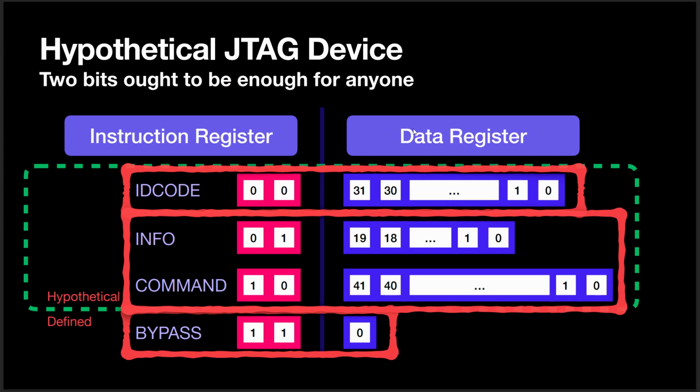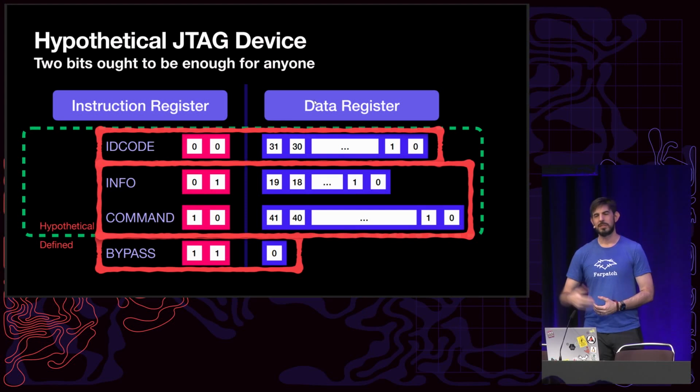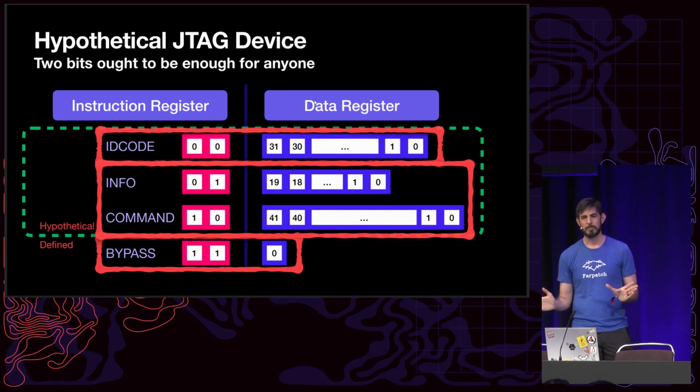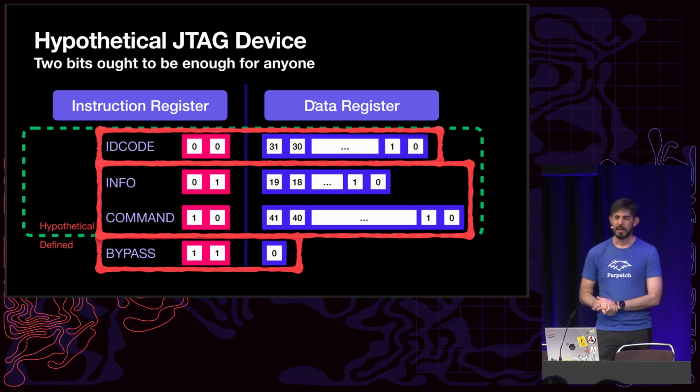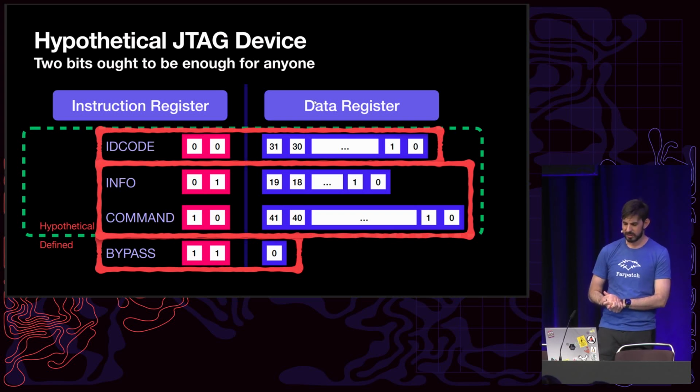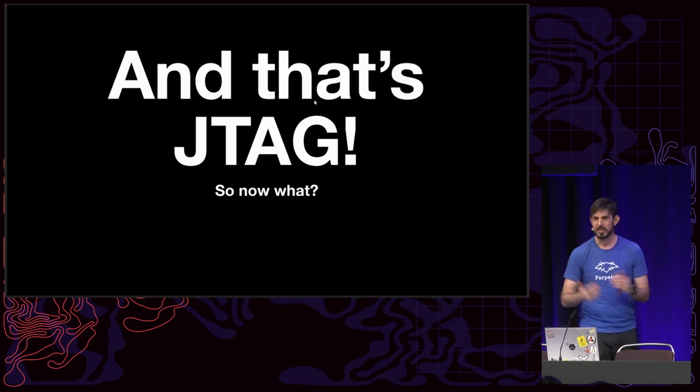Up at the top, we have the ID code, which isn't defined by the JTAG standard as being at a particular address or that you must have it, but it is defined that if it does exist, it's 32 bits, and it's going to contain the JTAG vendor who made this particular part. So if you can figure out where the ID code register is, you're going to get 32 bits back, and that'll tell you what you're talking to. These other 2 that I put here, info and command, I just invented those names. They happen to be 20 bits and 42 bits. What are they? Well, who knows? It's really implementation defined. And really, that's all you need to know about JTAG.